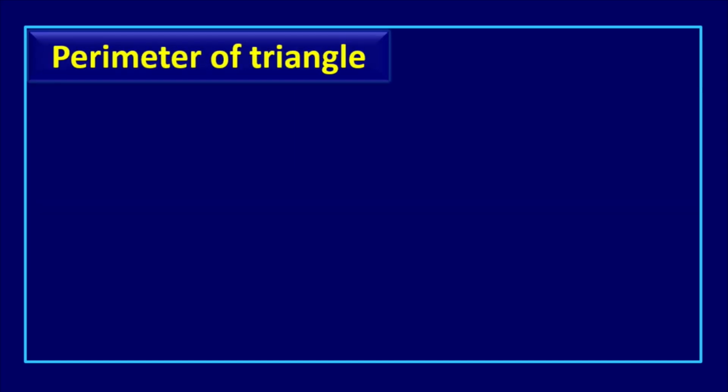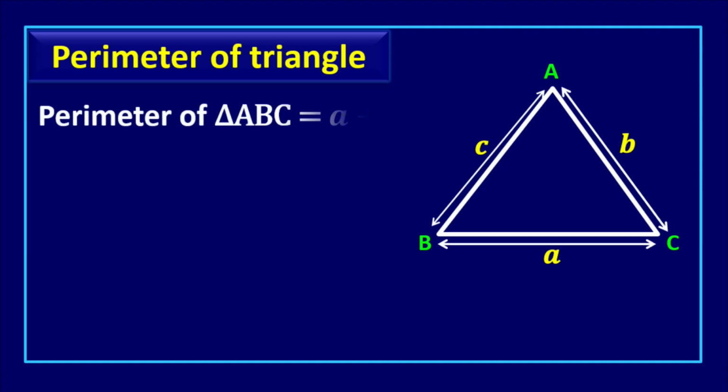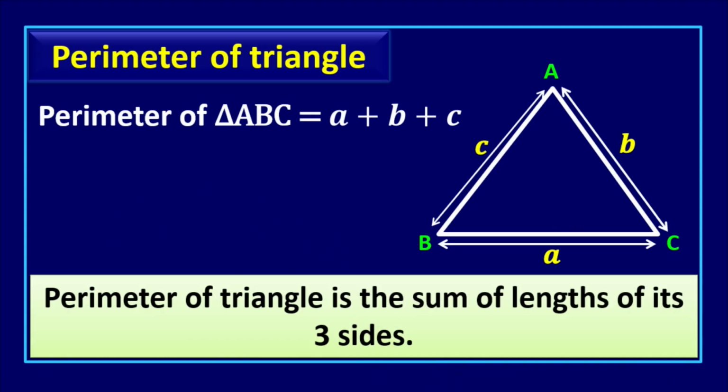Now let us see the perimeter of a triangle, children. Take a look at this triangle shown on your screen, ABC. Let the lengths of the sides of the triangle be a, b and c, and a triangle is also a polygon. So perimeter of triangle ABC is the sum of its sides. So what are the sides, children, here? a plus b plus c. So we can say that the perimeter of a triangle is the sum of the lengths of its three sides.